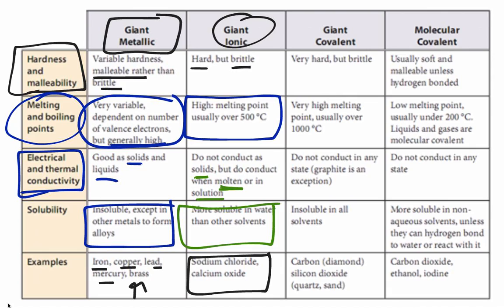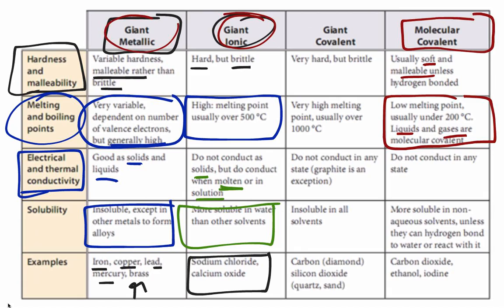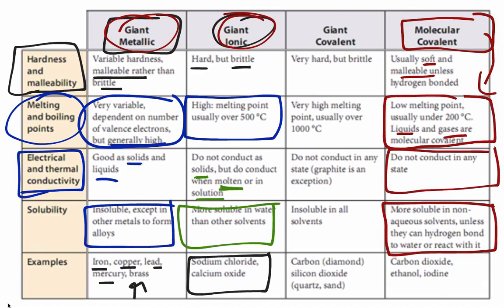If we look on the other side, again, covalent are very different. If we look at molecular covalent compounds, or just covalent compounds, typically they're soft and malleable. They have low melting points, low boiling points. They're typically liquids or gases, whereas ionic and metals are almost all solids. Covalent compounds are almost always liquids or gases. They never conduct electricity in any state. Mostly they're soluble in things that are non-polar, so they're not very soluble in water. Mostly they're soluble in non-polar stuff. These are things like carbon dioxide, like ethanol, like iodine.